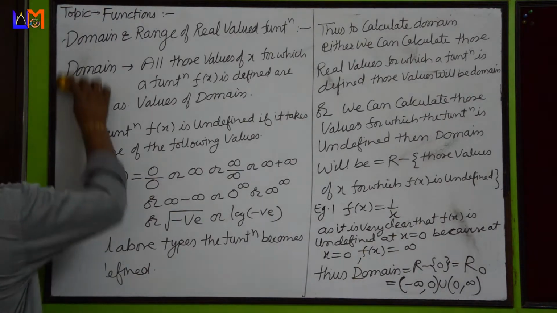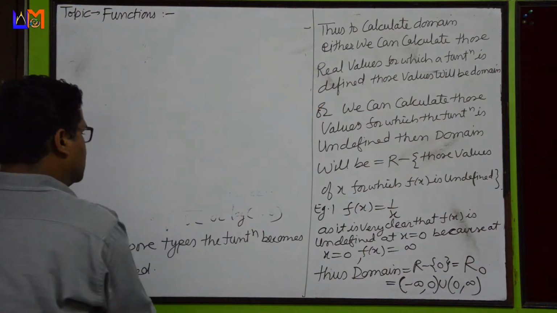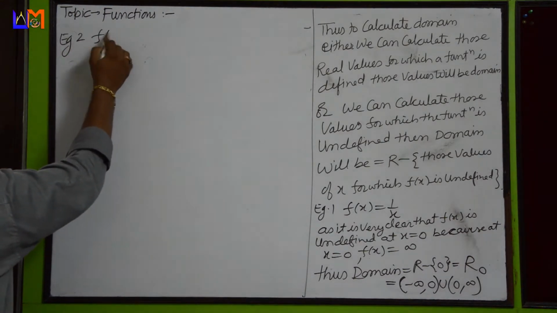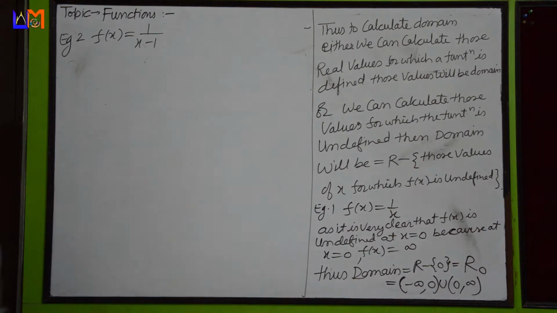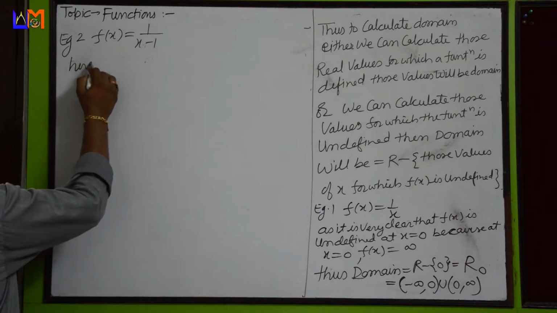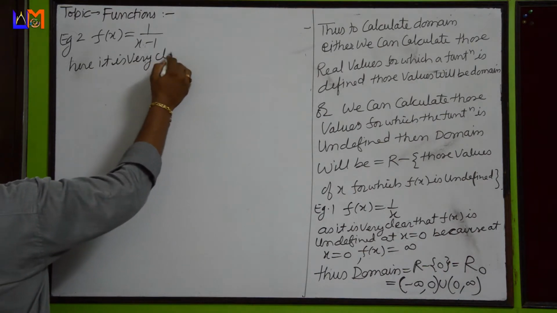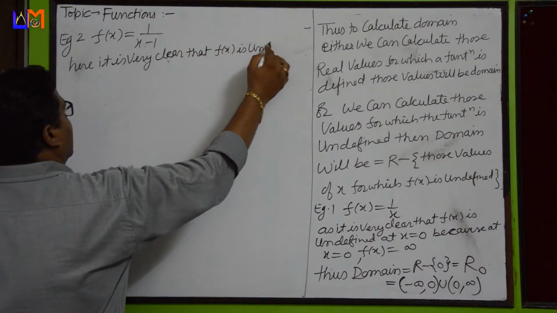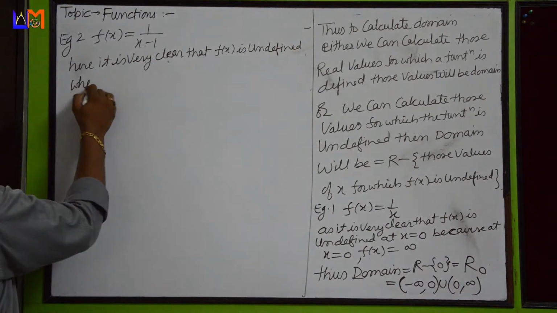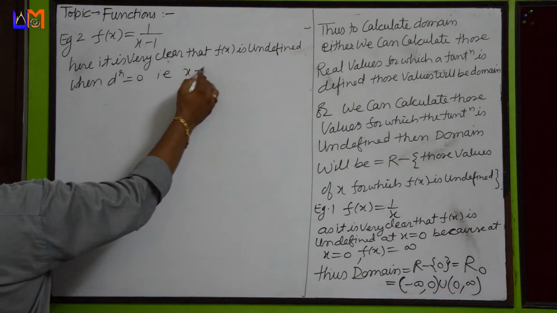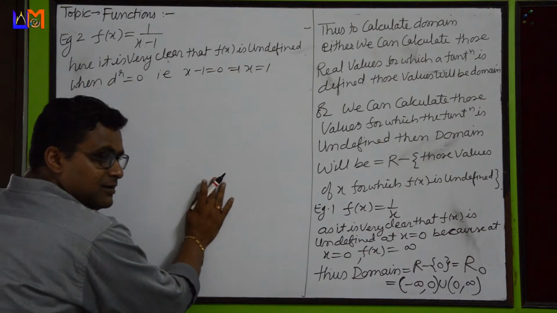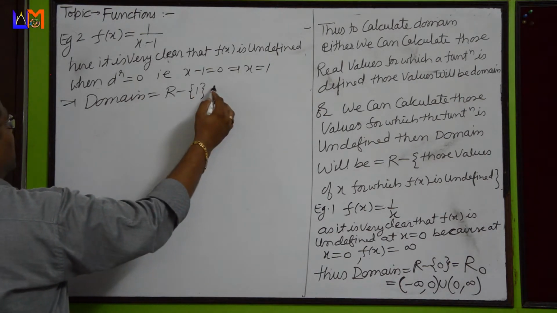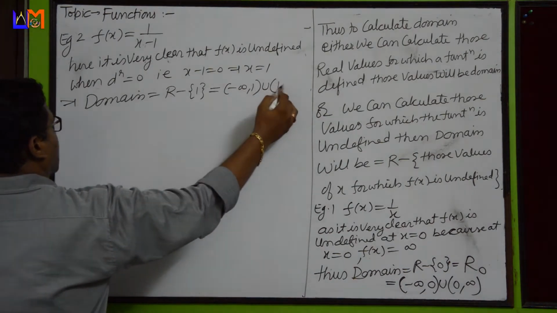Let's take another example. Example 2. fx equals to 1 upon x minus 1. Here it is very clear that fx is undefined when denominator is 0. When denominator is 0, that is x minus 1 is 0, implies x equals to 1. This implies domain is equals to all real numbers except 1, that is minus infinity to 1 union 1 to infinity.